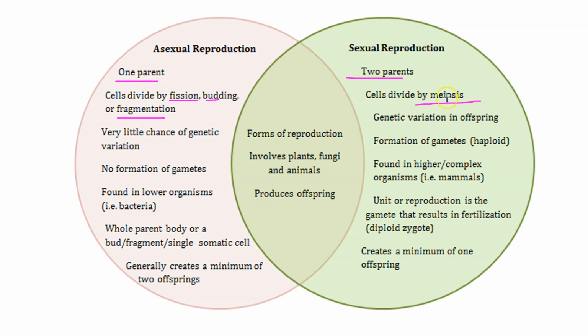This is meiosis, which creates sex cells, sperm and egg. Very little variation in asexual reproduction; we're creating clones here. And of course, genetic variation is very important. Here's what's in common with them right there. Usually these are found in more simple organisms, and usually these are in more complex organisms. But life is complex in itself.